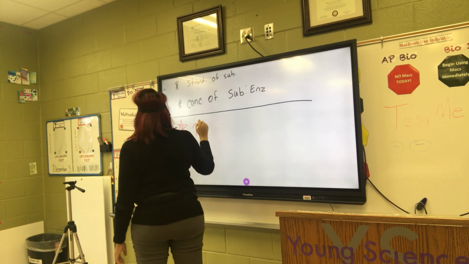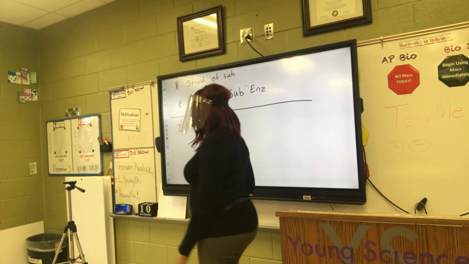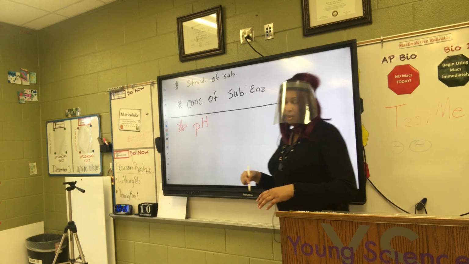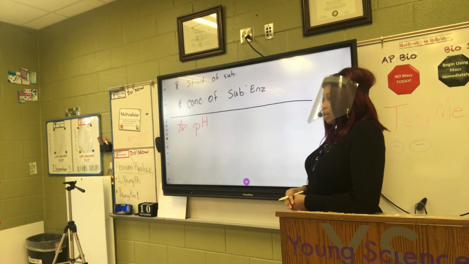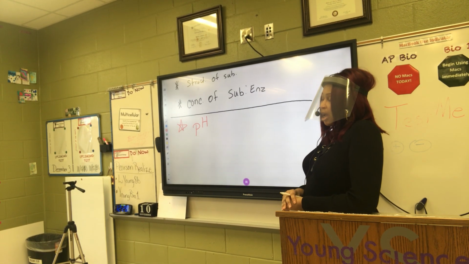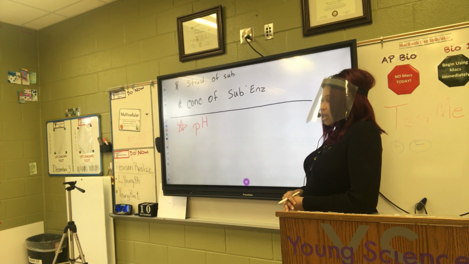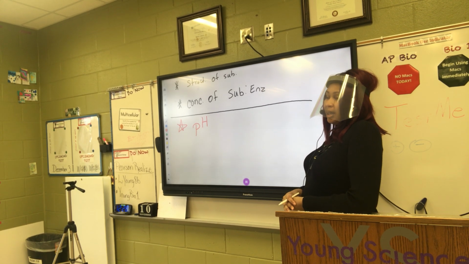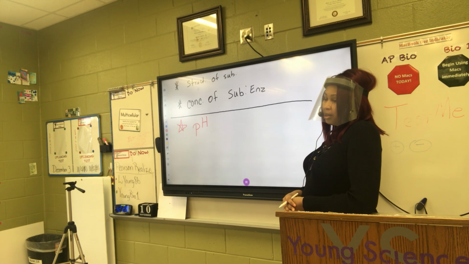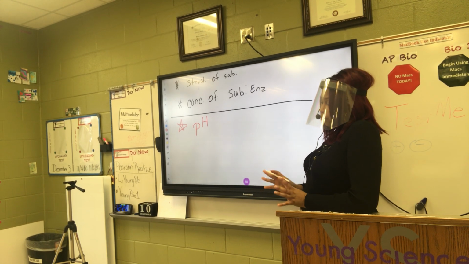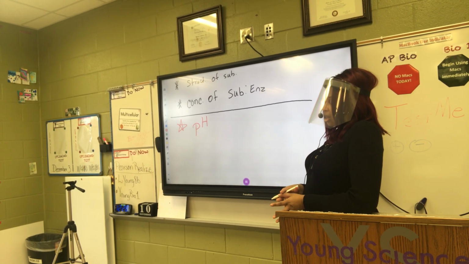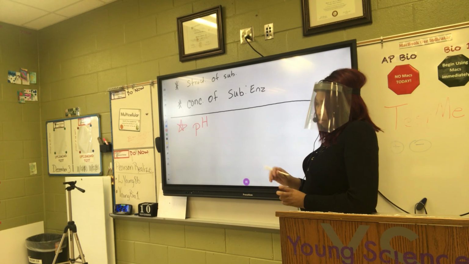First thing being pH. What does pH stand for? The percent hydrogen ions present in the solution, right? All right, so what's the scale? 0 to 14. So we have acidic and alkaline, right? One side is acidic and the other side is alkaline, or basic.